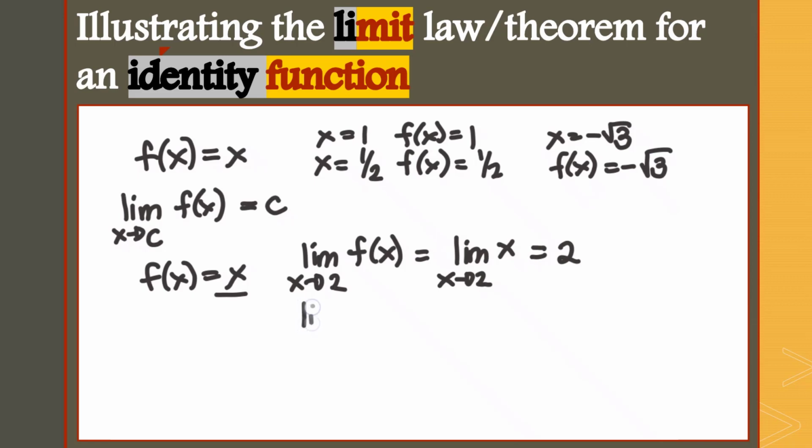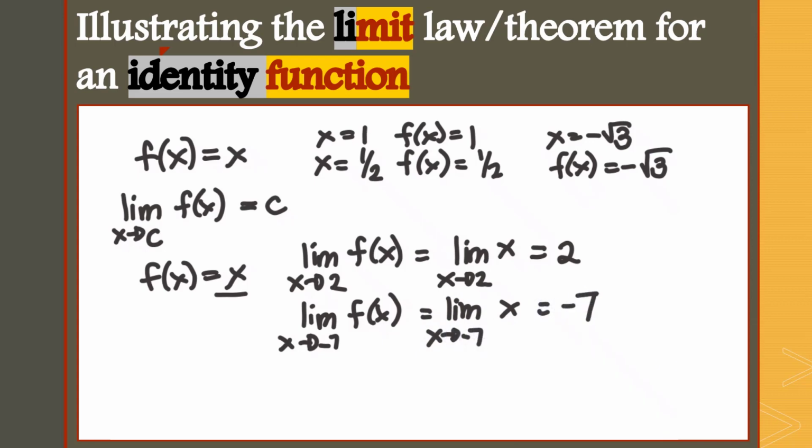If you have the same limit of f of x as x approaches negative 7, of course our function is already x as x approaches negative 7. Your answer here is negative 7. In short, whatever the value here, that's the result for the identity function. Similar here, 2 and 2.